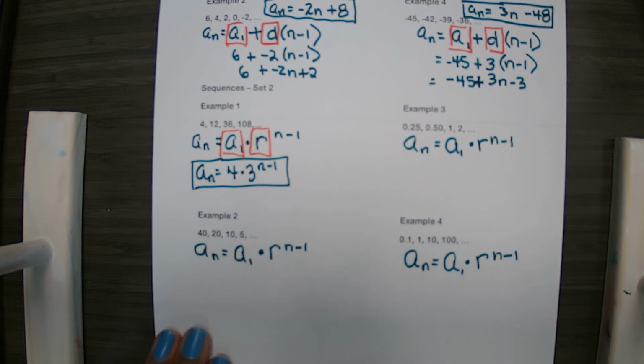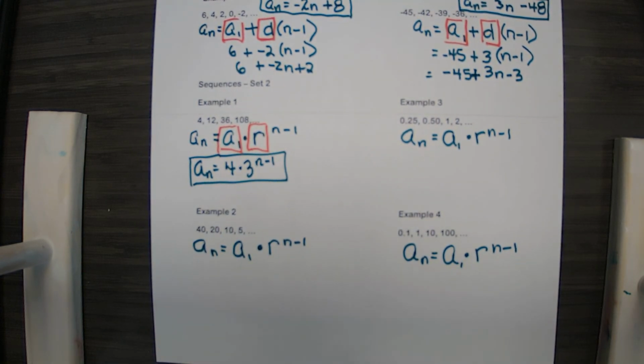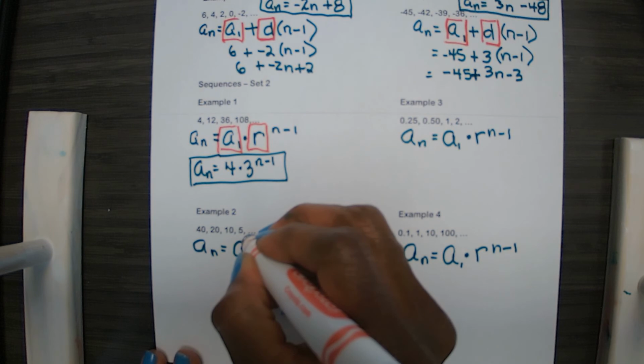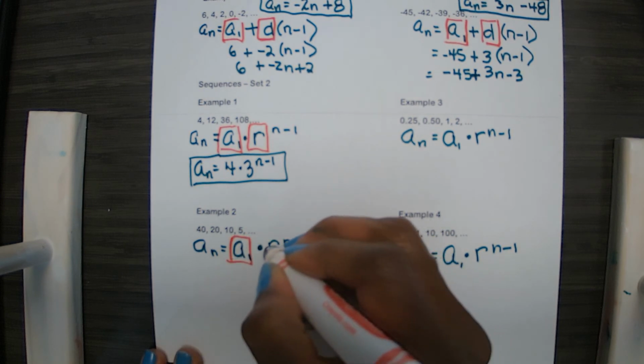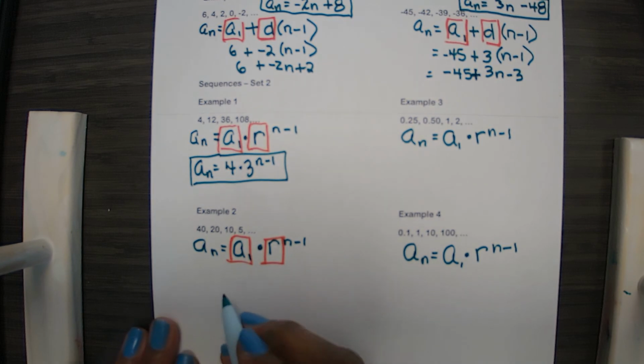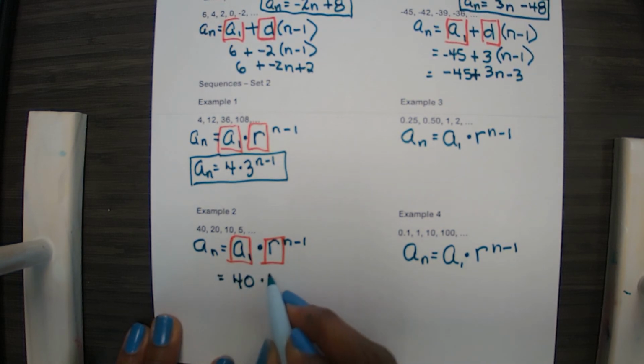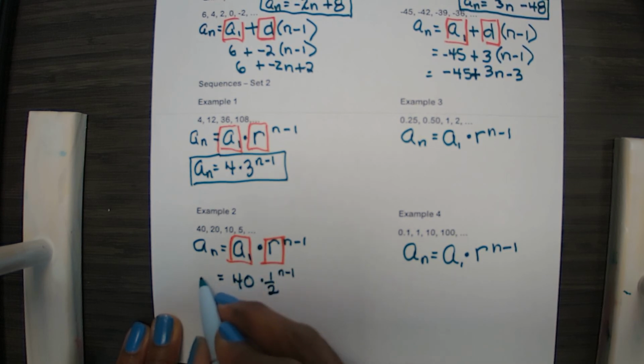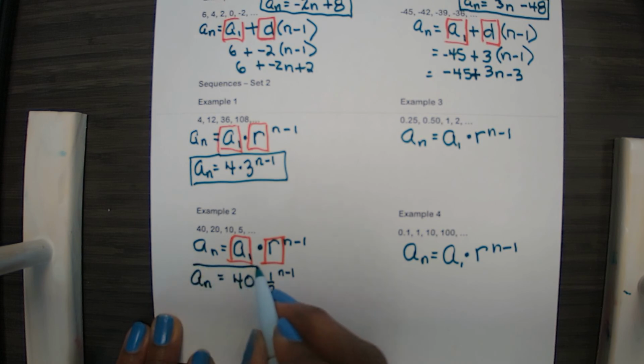Okay, going to number 2. You want to tell me what the first term is and the common ratio. So the first term is 40. Common ratio is 1/2. Okay, so there's your rule.